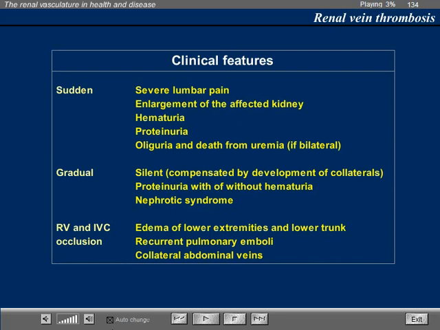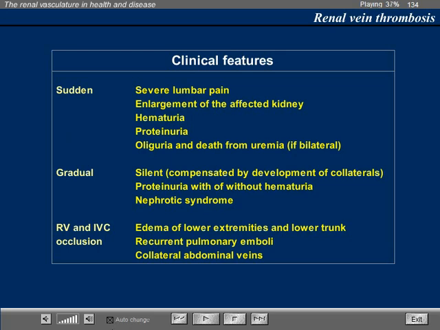Clinically, if there is a sudden occlusion of the renal vein, edema of the kidney will become manifested by severe lumbar pain. In children, particularly in infants, we may see an abdomen where the affected kidney will be palpable. Hematuria, proteinuria, and oliguria, and death from uremia will be the result of bilateral acute renal vein thrombosis.